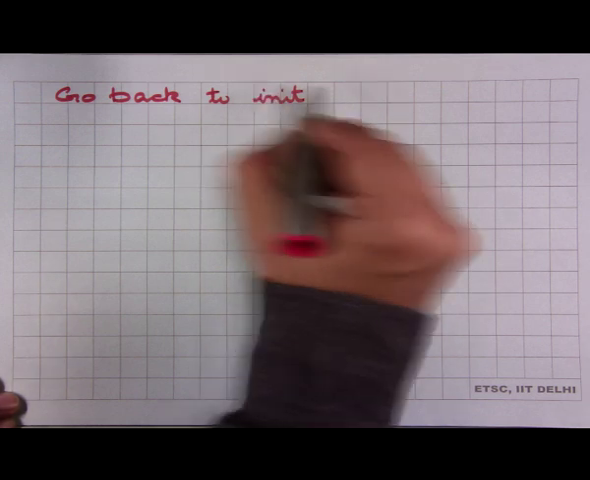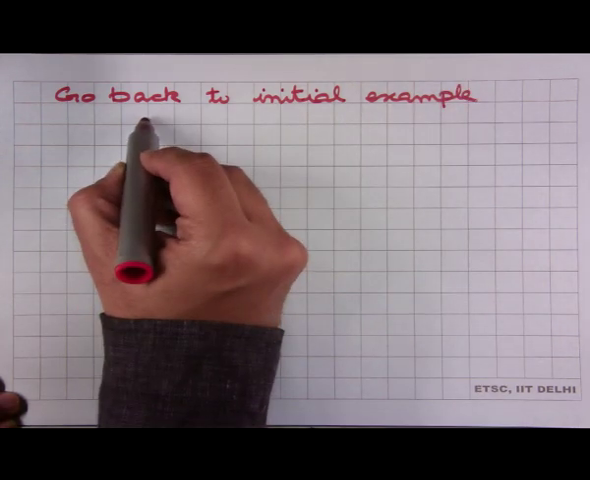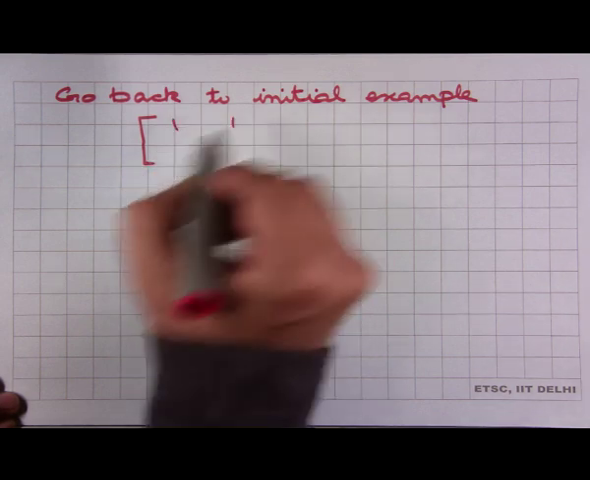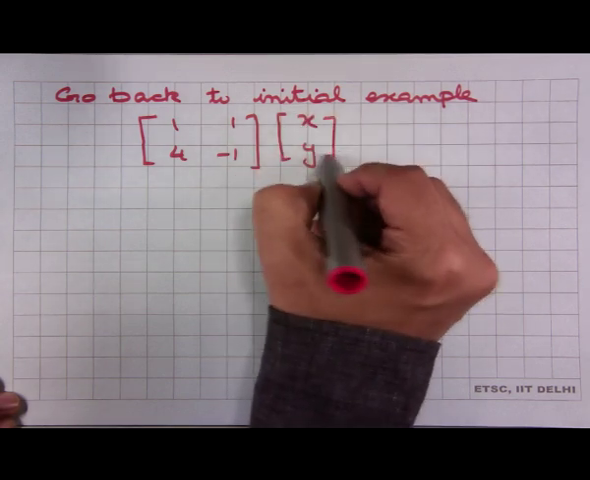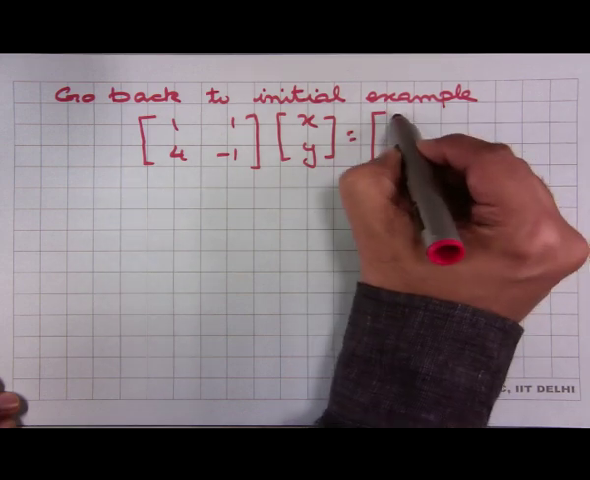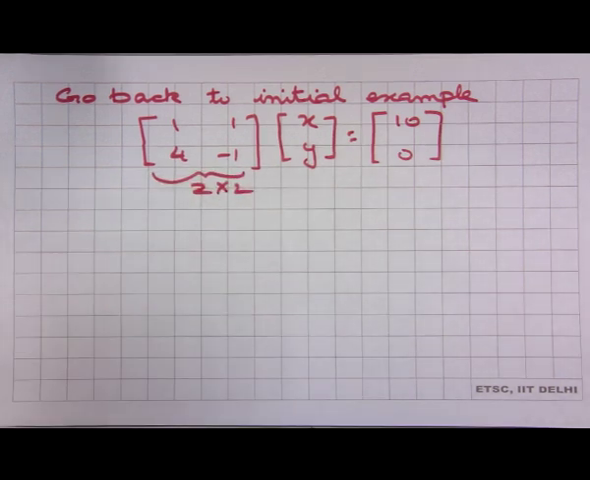Okay. So, just for the sake of completeness, let us go back to the initial example that we started with, as an example of computing the determinant. This was 1, 1, 4, minus 1, times x, y. So, this was the 2 by 2 matrix that we generalized into an A B C D matrix, and we did two things. Let us see whether this system of equations has a solution, and the way to do that would be to calculate the determinant of this matrix.